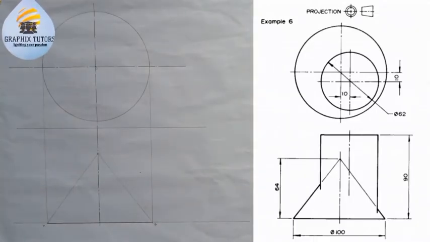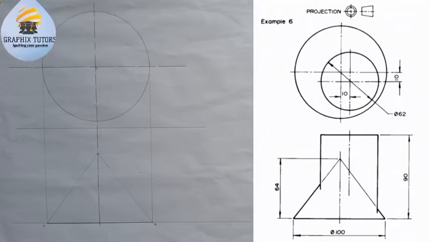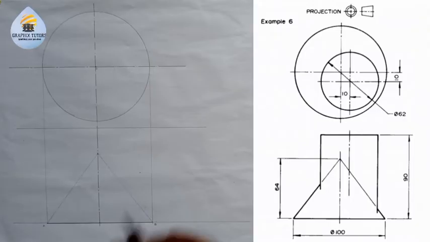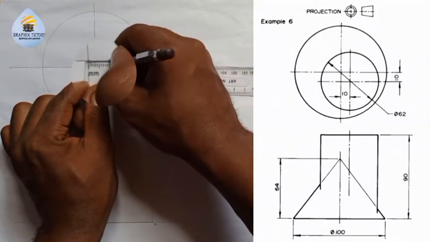Now I'll go back to the plan. Now if you look at the plan closely, there's another circle there that is not having the same center as that of the bigger circle. And the diameter of that circle is given to be what? 62. So it is offset away from the center. So that means I'll measure 10 to the left. From this point to this point is 10 millimeter. So let's do that first. I'll measure 10 to the left. From 0 to 1 is 10.